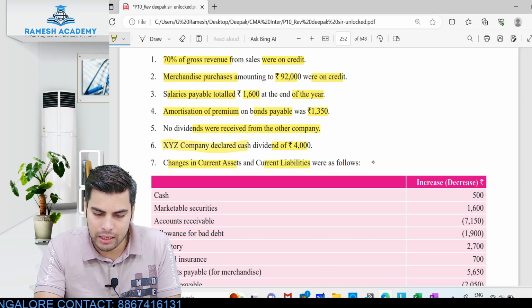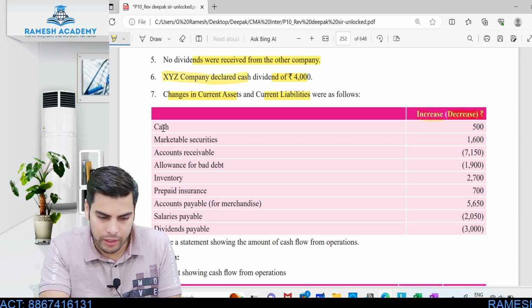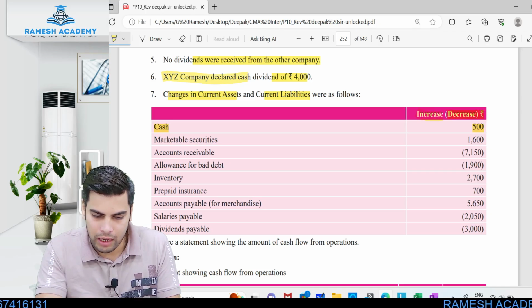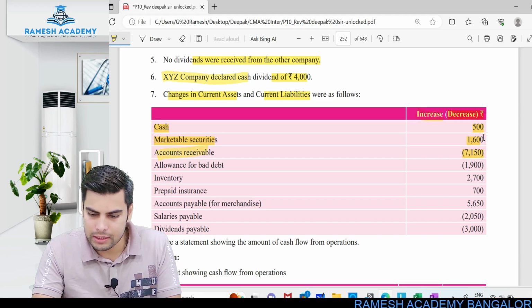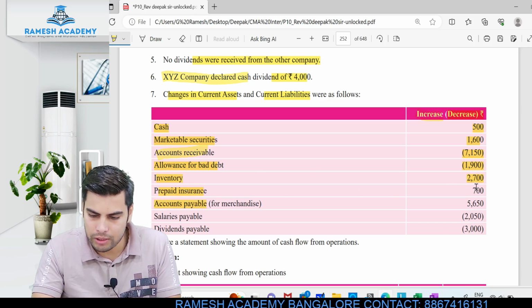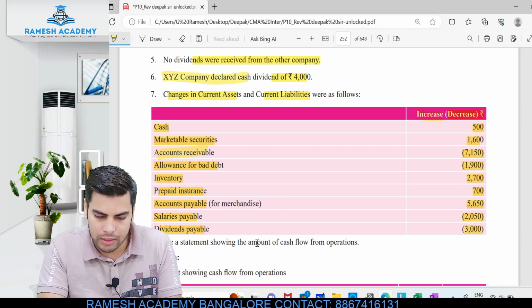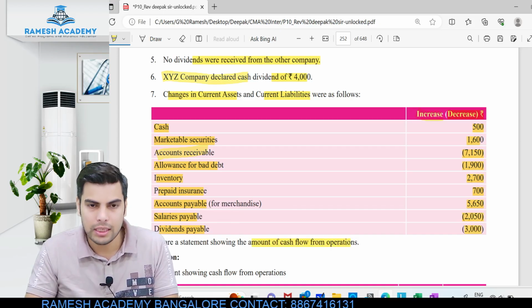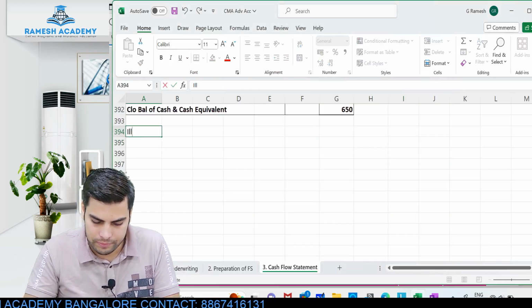Changes in the current assets and current liabilities were as follows. They have given the increase as positive and decrease as negative. There's an increase in the cash to the extent of 500, marketable securities 1,600, account receivable, that is debtors, a decrease of 7,150, allowance for bad debts 1,900, inventory, that is stock, 2,700 increase, prepaid insurance, account payables both have increased, salaries payable and dividend payable both have decreased. So prepare a statement showing the amount of cash flow from operations. They're just asking us to prepare the cash flow from operating activities. All right, so let's just solve this.